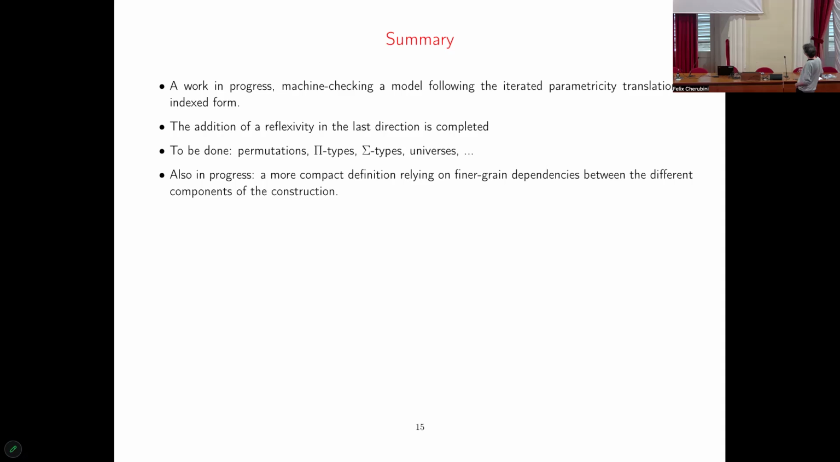Okay, summary. So machine check construction of presheaves in index form, a non-standard way of defining presheaves. We're using iterative parametricity so that we hope eventually to have models closer to the syntax and with better definitional properties. Doing at the same time semi-simplicial and cubical, but there is a lot to do. We can do permutation, connection, pi types, sigma types, universe.